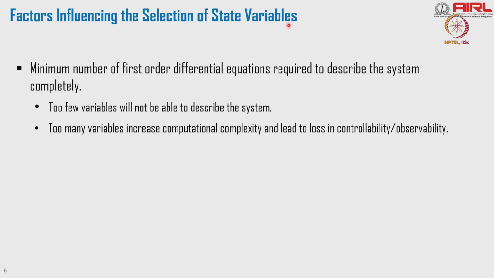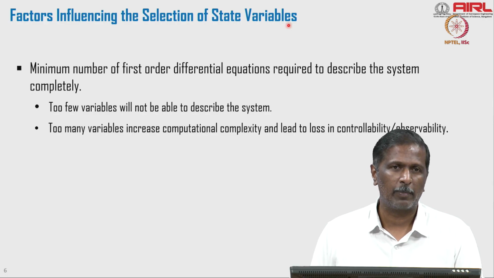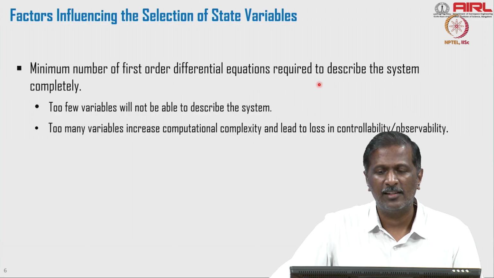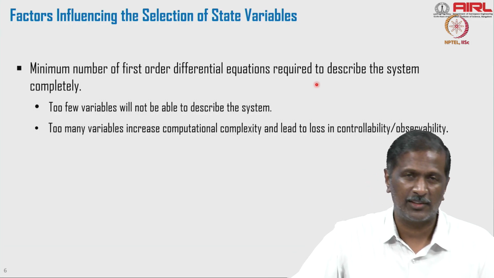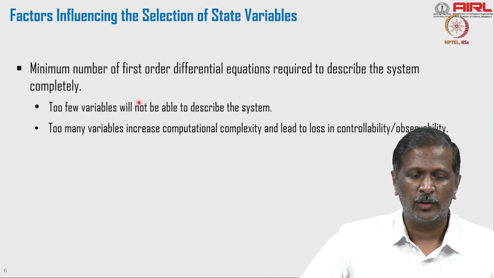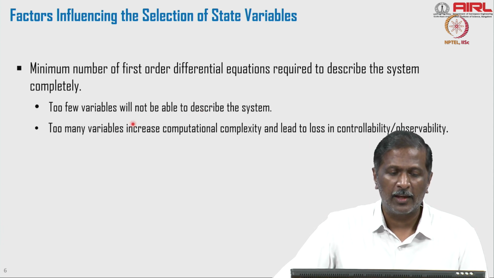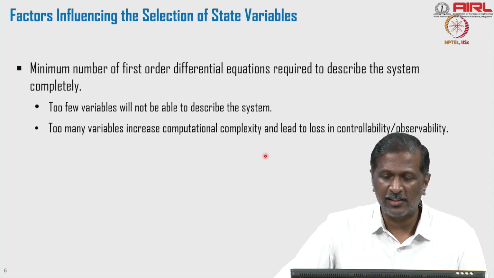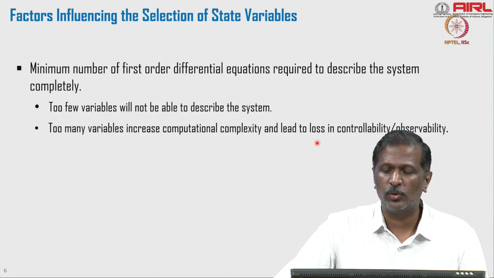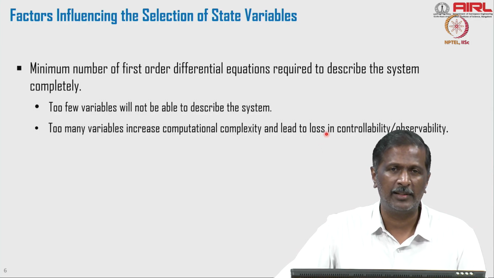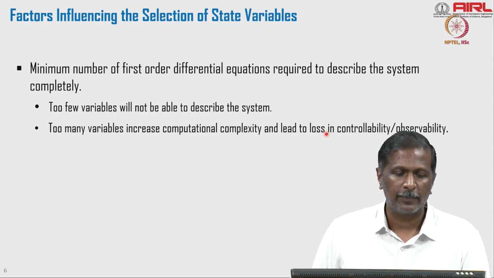Now, what are the factors that generally influence the selection of the state variables? I am looking at the minimum number of first order differential equations required to describe the system completely. Too few variables will not be able to describe the system completely. Too many variables increase the computational complexity and lead to loss of controllability and observability. We will talk about controllability and observability in a later part of the lecture, right.